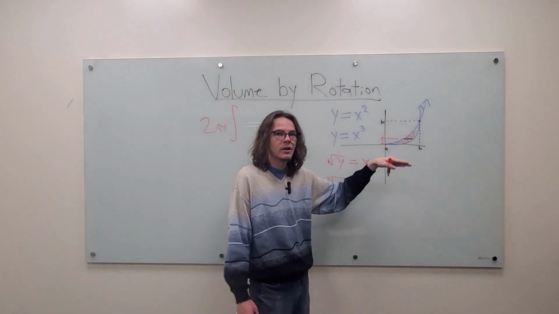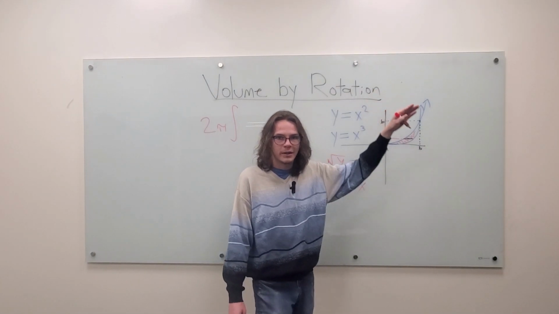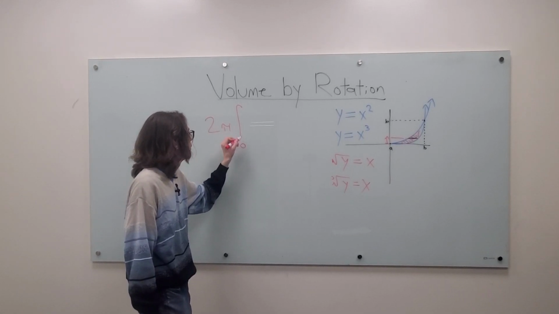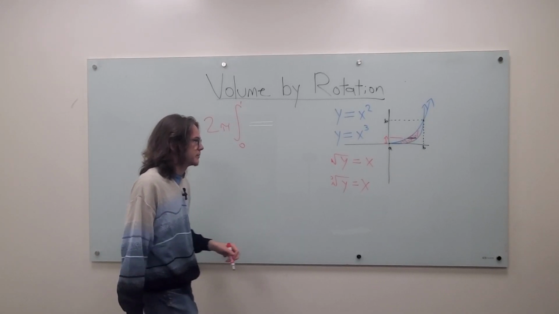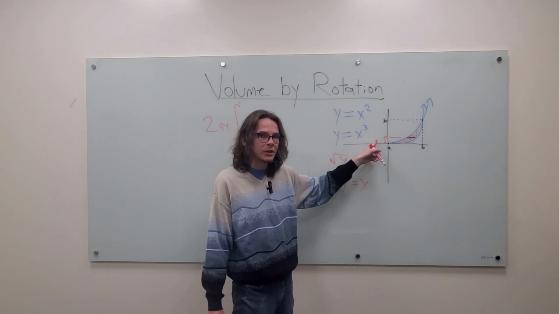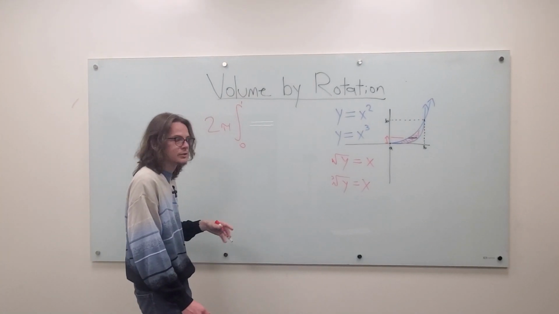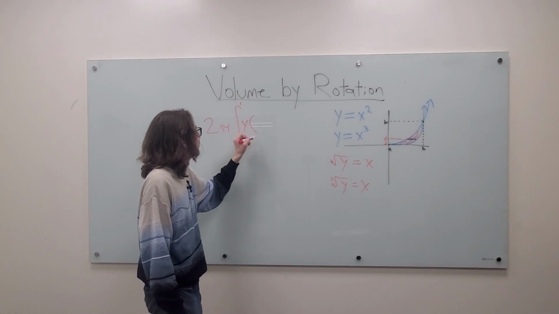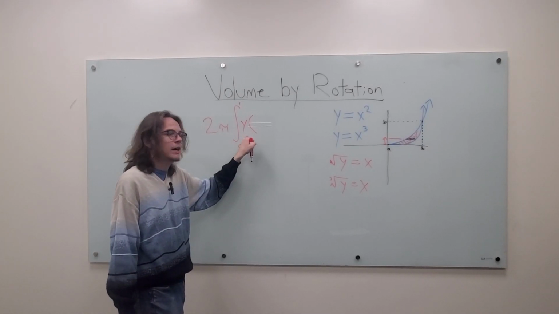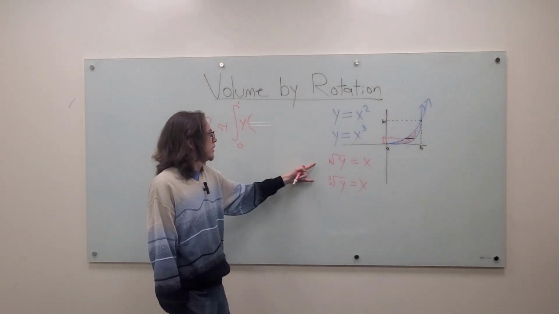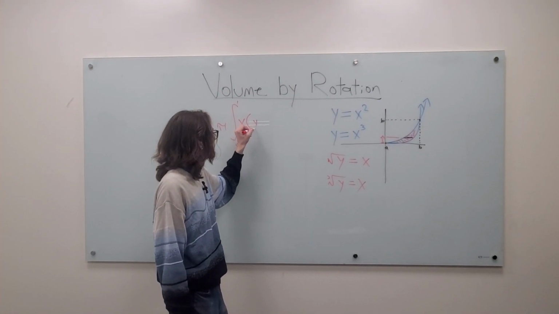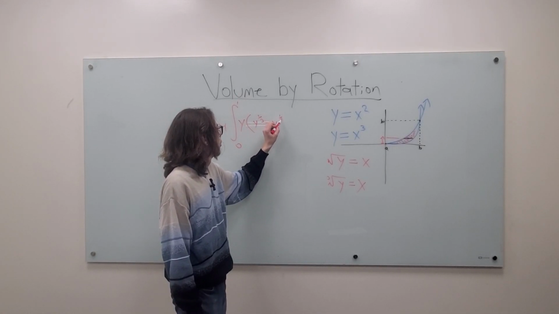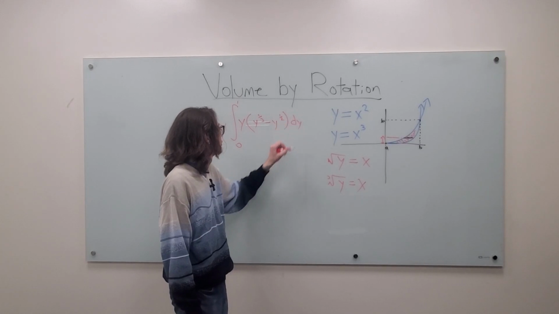And then in between, so as we move up in our integration, as we move from 0 to 1, our y value is going to be changing. And so that y value is going to be our radius. So we're going to have y again, our radius, 2 pi r times our height, the difference between the two functions, and so that's going to be y to the 1/3 minus y to the 1/2 with respect to y.